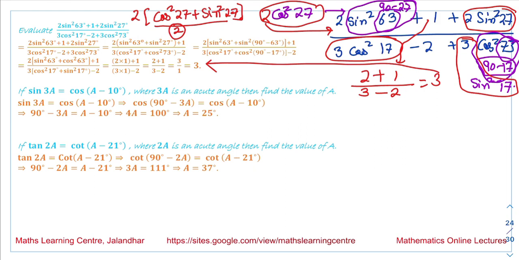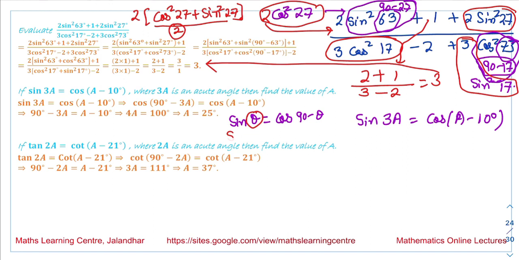Next is, if sine 3A is equal to cos of A minus 10 degrees, we have to calculate the value of A. The formula we know is sine of theta is equal to cos of 90 minus theta. In place of theta, if we write 3A, sine of 3A is equal to cos of 90 minus 3A, that is equal to cos of A minus 10 degrees.